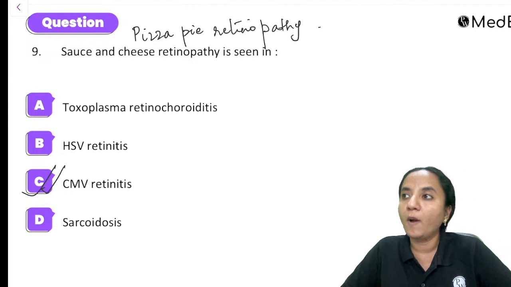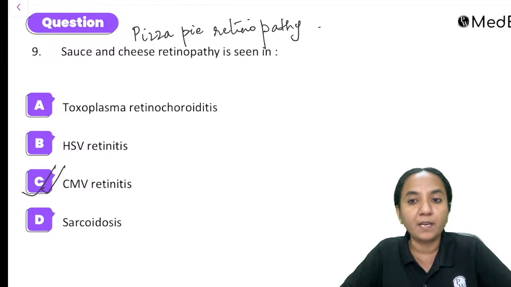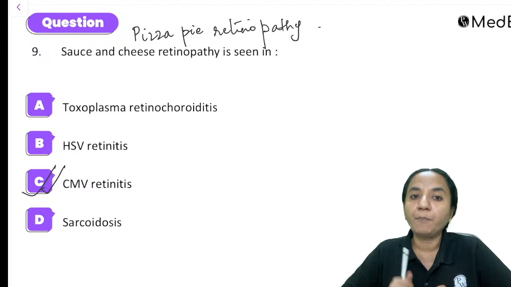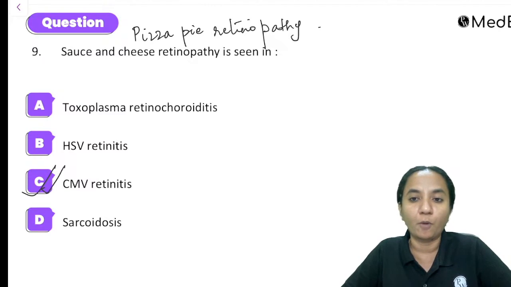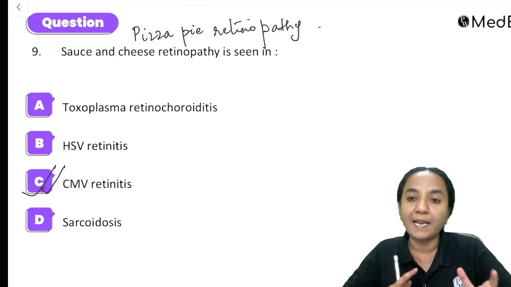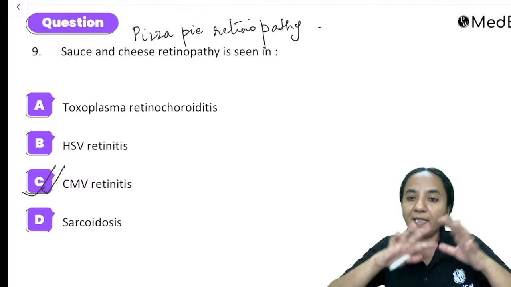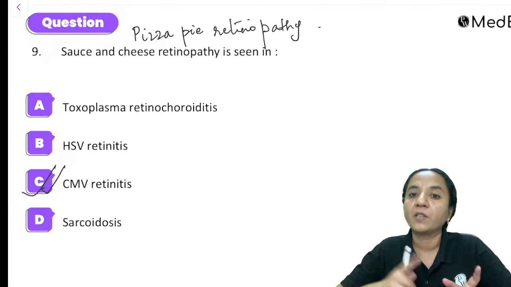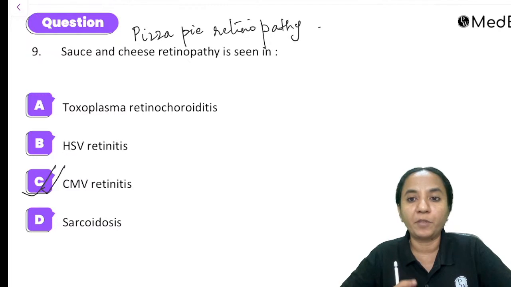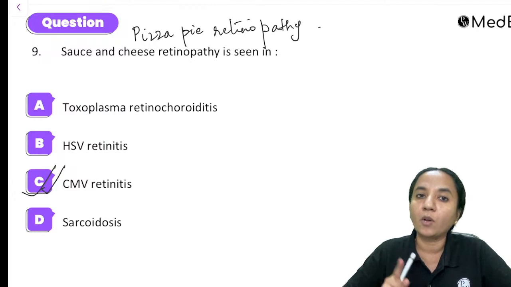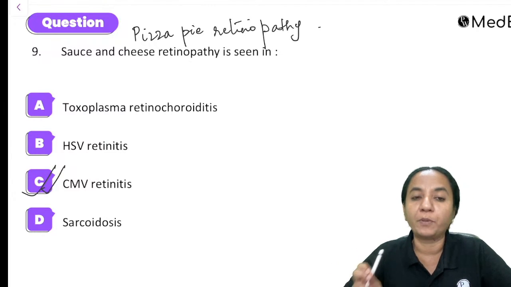So in patients who have advanced AIDS and very low CD4 counts, there you get to see cytomegalovirus retinitis, and the typical appearance of this is called sauce and cheese retinopathy or pizza pie retinopathy, where you have multiple areas of white and red, so hemorrhages and areas of retinal whitening. So some patches of white will be there in the retina and some patches of red, and hence the name sauce and cheese or pizza pie retinopathy. So advanced AIDS patients with low CD4 counts presenting with sauce and cheese retinopathy, it is CMV retinitis.